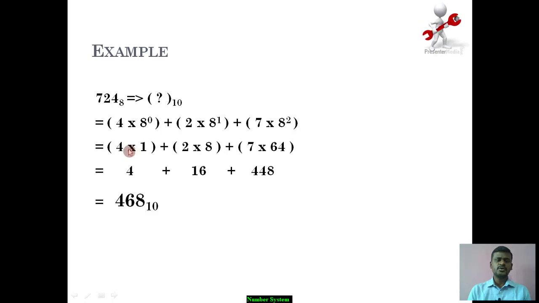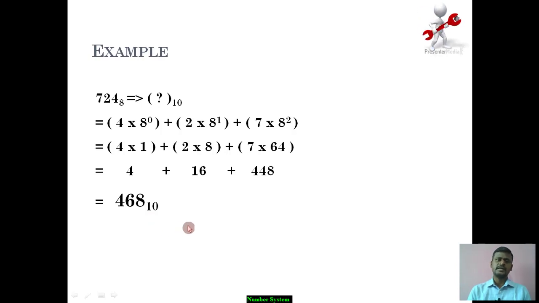The next step is to simplify these values: 4 into 1 is 4, 2 into 8 is 16, 7 into 64 is 448, and in the final step we add 4 plus 16 plus 448. The answer will be 468, right? So this is how we can convert any octal value into a decimal value.